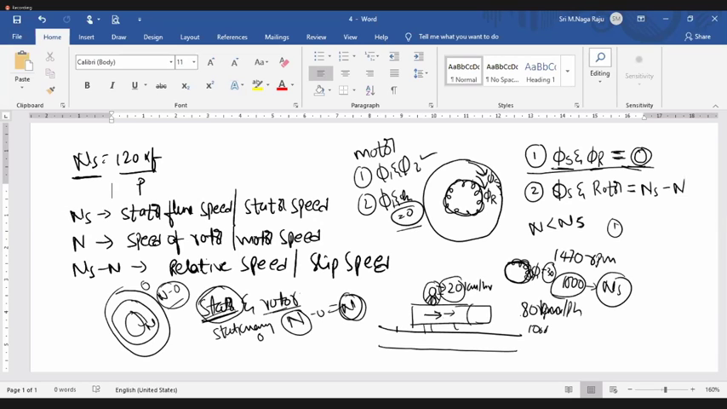So for today's class, any doubts? Please ask me, don't feel shy, even if you have a very basic doubt. You have to be thorough with this concept: rotating magnetic field, slip, and the speeds of the stator, rotor and fluxes. Okay, fine.